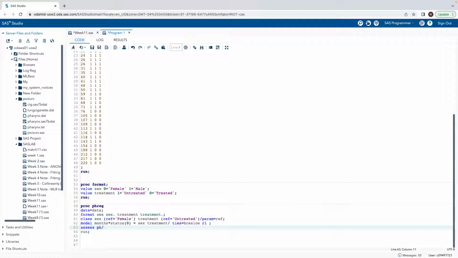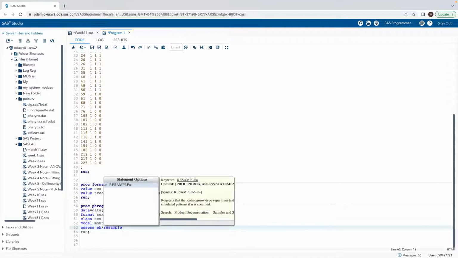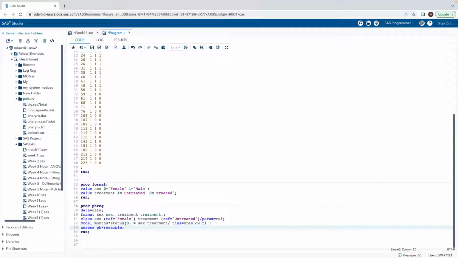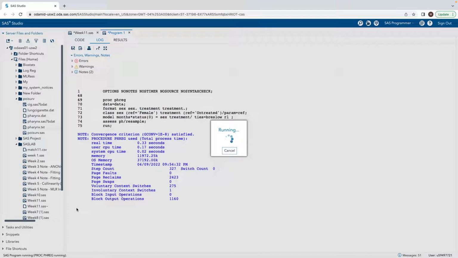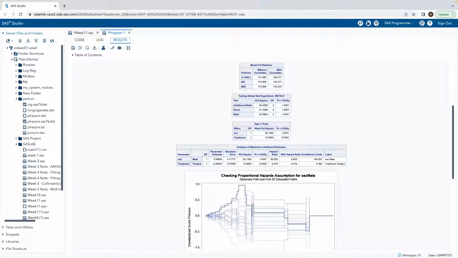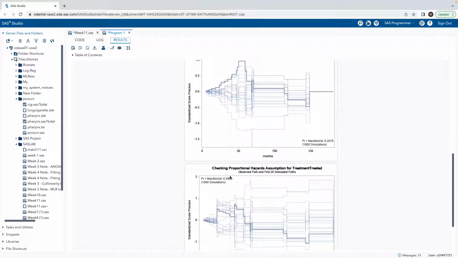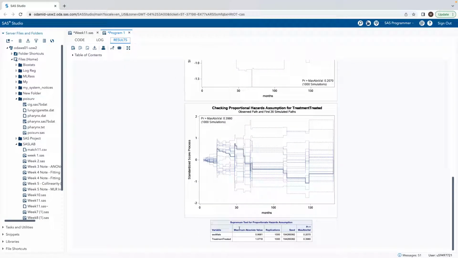It gives you an actual test with a null hypothesis, and that lets you not have to eyeball it. Yeah, so now our hazard ratios have 95% confidence intervals, and don't worry about these, I think those are just simulations. What's important is this is a test of whether our proportional hazard assumption holds, and the null here is that it holds, so we have evidence here that it holds.